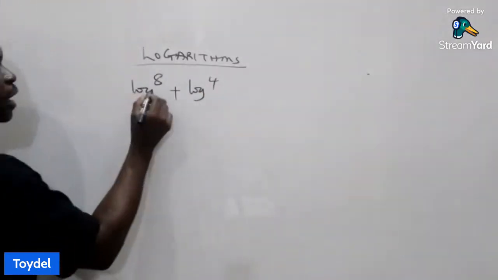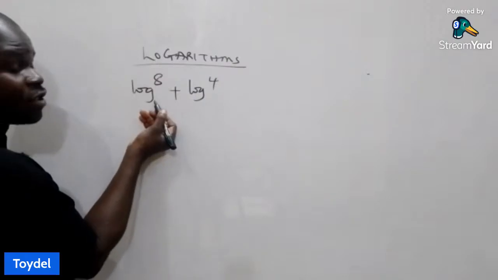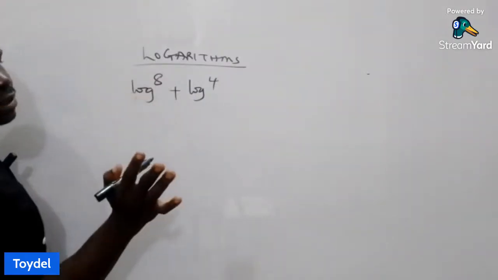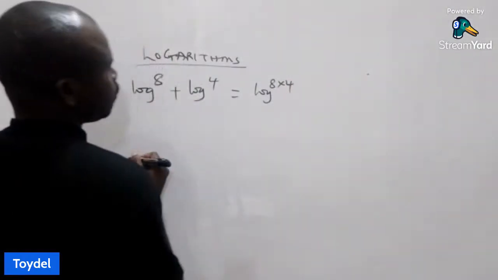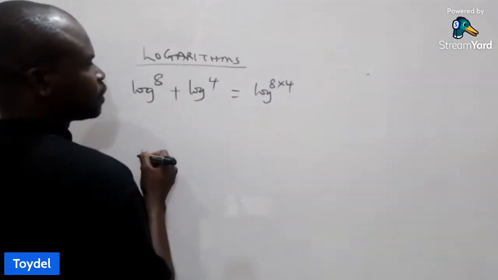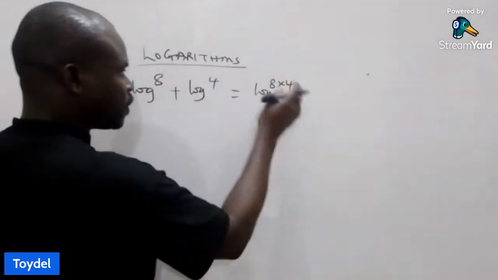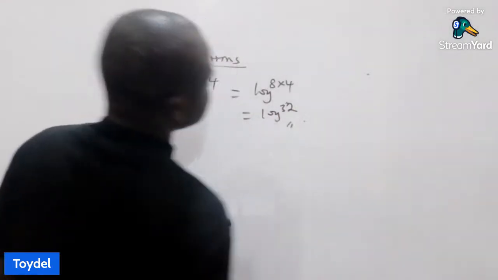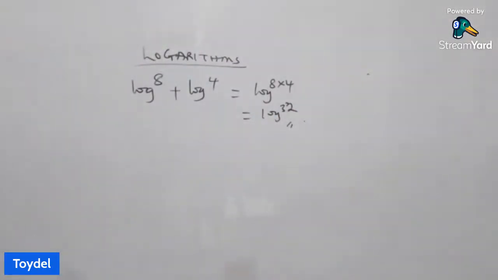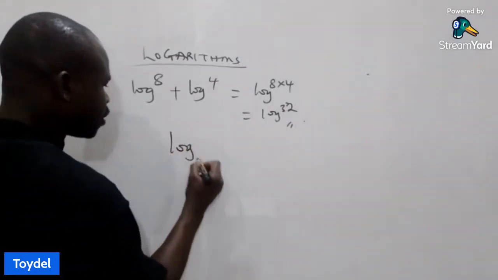Now note, if you are given a logarithm without base, you assume the base to be 10. That is the standard. So in this case, we are going to have log 8 times 4, and at the end of the day, we are going to have log 32 as an answer. So if you are given a logarithm without base, you assume the base to be base 10. Then there's this other one, the natural logarithm.